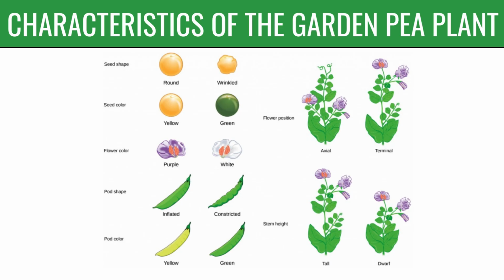Mendel chose garden pea plants for his experiments because they had easily observable traits, such as seed color and plant height. They also reproduced quickly and could be easily controlled for pollination, making them ideal for genetic studies.